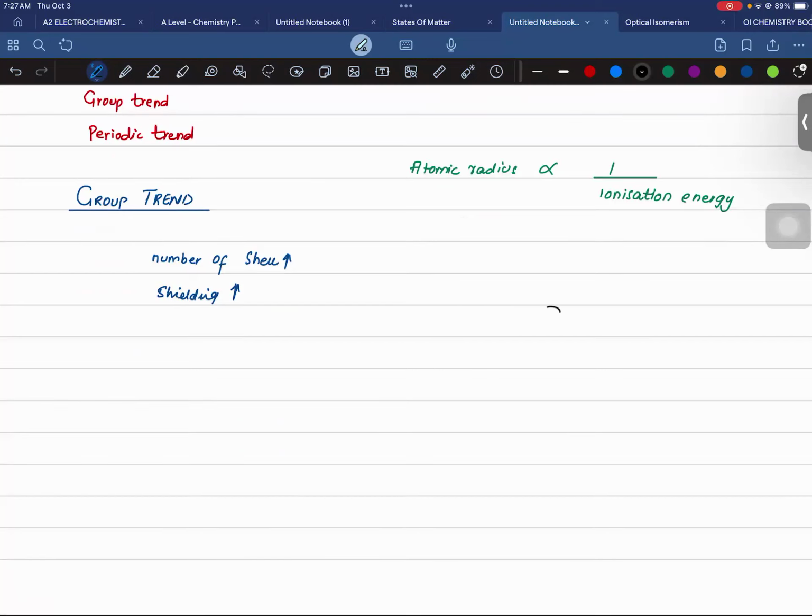So let's suppose, let me explain it. This is lithium, which has 2 electrons in the first shell, and then 1 electron in the second shell. This is lithium.